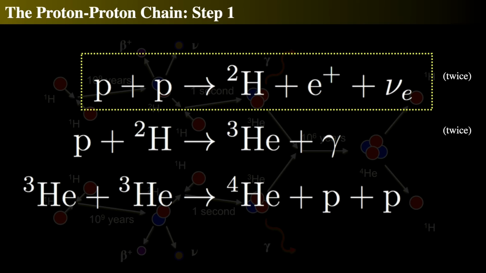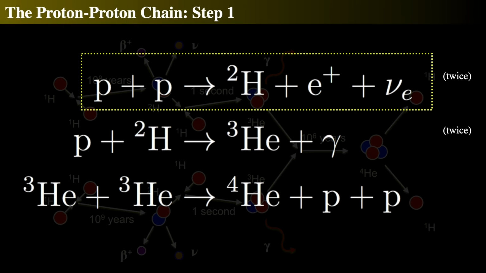So the first step is you take two protons and smack them together to form a heavy hydrogen, which is a deuterium nucleus. And one of the pieces of output is an e+, that is a positron or an anti-electron. And that nu sub e is an electron neutrino, or a neutrino associated with an electron. So that is the first step of the reaction.